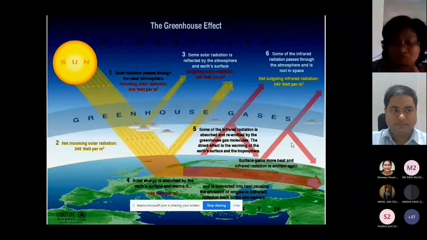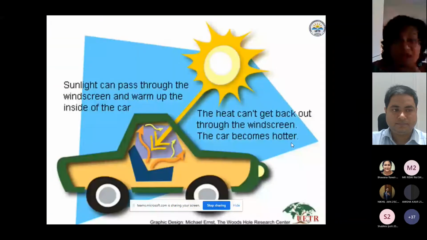So these gases work as a trapping material, just like the glass in your car that traps all the heat inside your car. We have the option to open the window, but in the atmosphere we have no option to open this type of window to release all this heat. Then what is the option? The option is to minimize all these greenhouse gases.